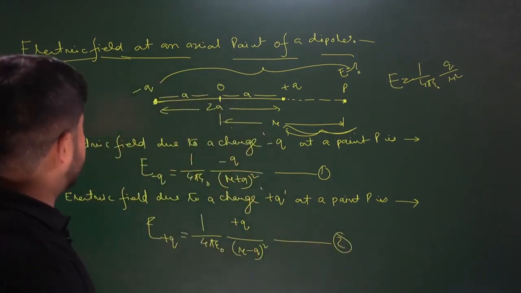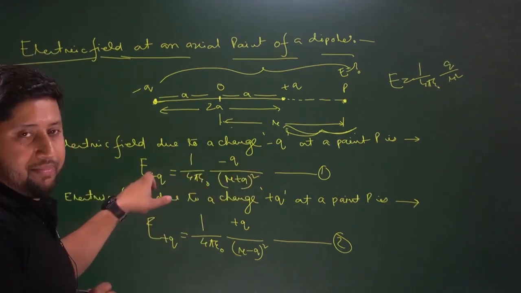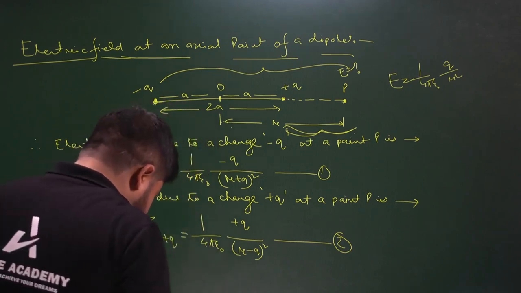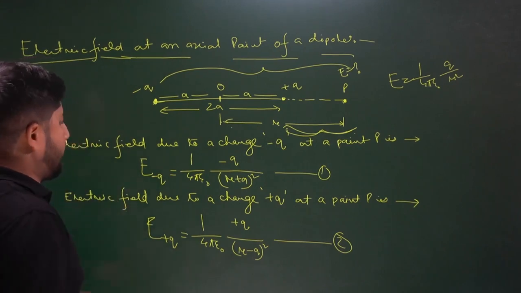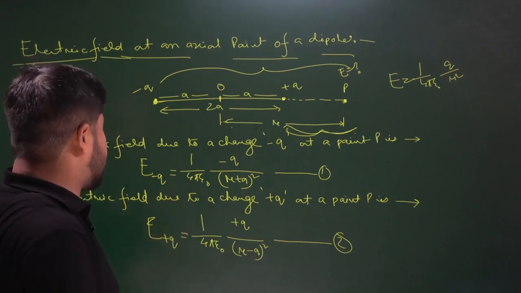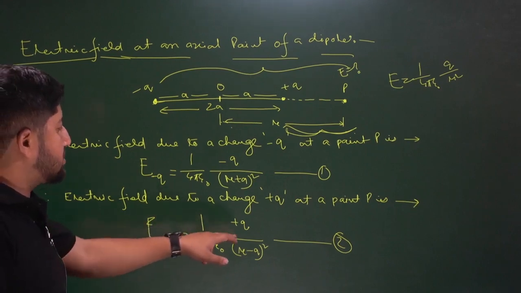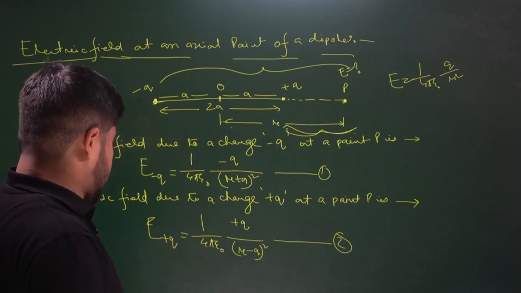Any confusion? So the electric field due to the minus Q charge, E minus Q, is 1 by 4 pi epsilon naught, minus Q by r plus a whole square. And E plus Q, for the plus Q charge, is 1 by 4 pi epsilon naught, plus Q by r minus a whole square.